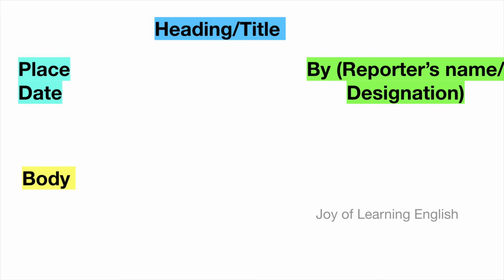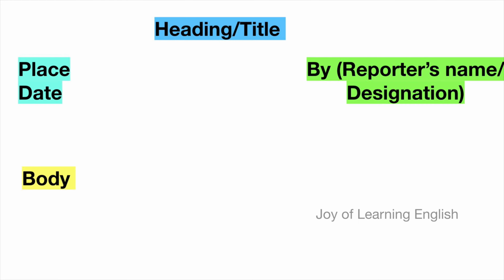After your title, leave some space. Then on the left side, write the name of the place and the date. If the name of the place is given in your question paper, then write the same name, or else you can write the name of any place. Date can be your exam date.